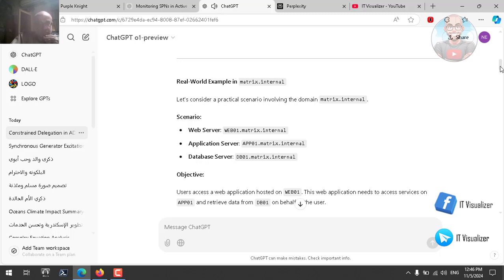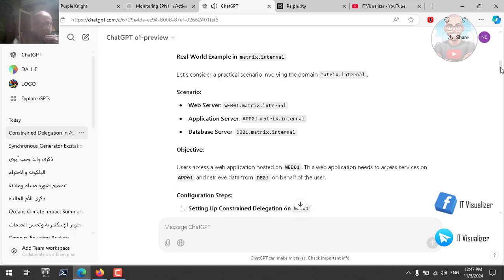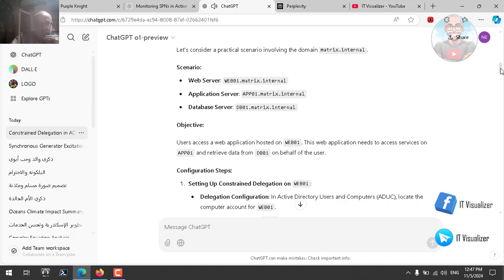Real-world example in matrix.internal. Let's consider a practical scenario involving the domain matrix.internal. Scenario: web server, web01.matrix.internal, application server, app01.matrix.internal, database server, db01.matrix.internal. Users access a web application hosted on Web01. This web application needs to access services on App01 and retrieve data from DB01 on behalf of the user.